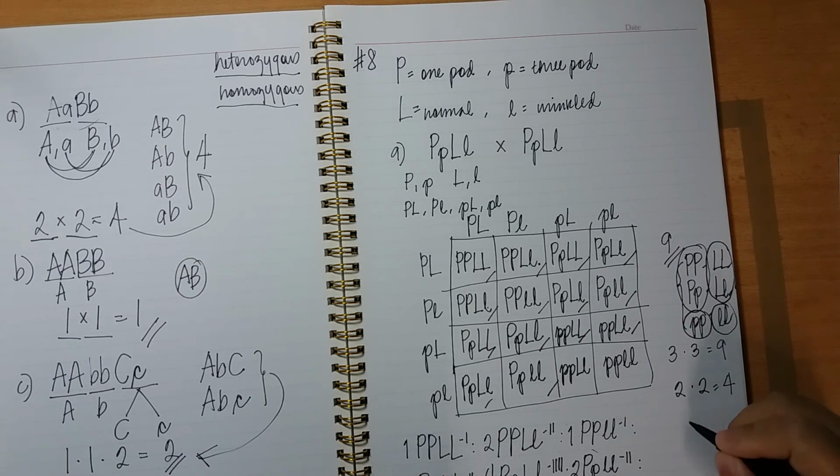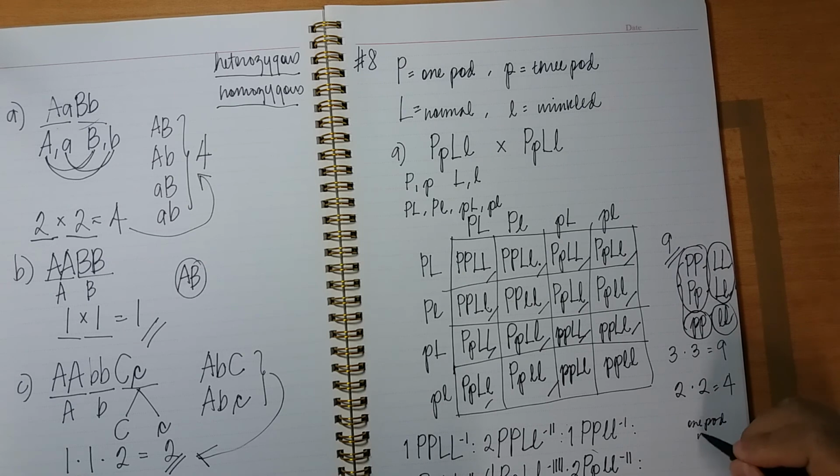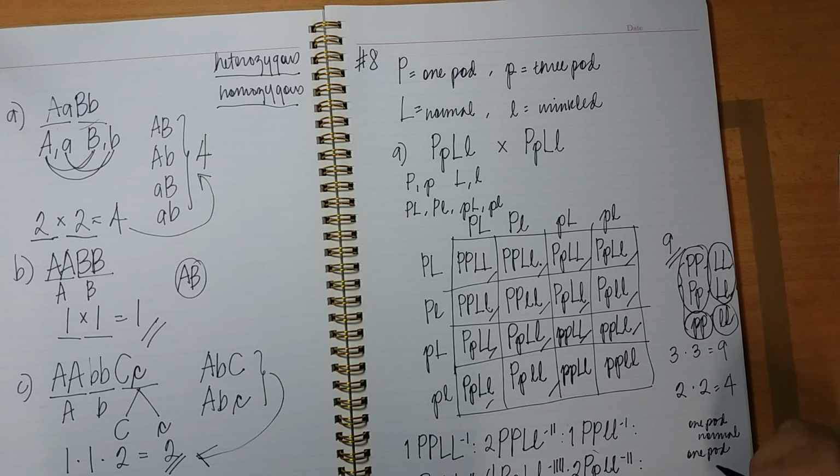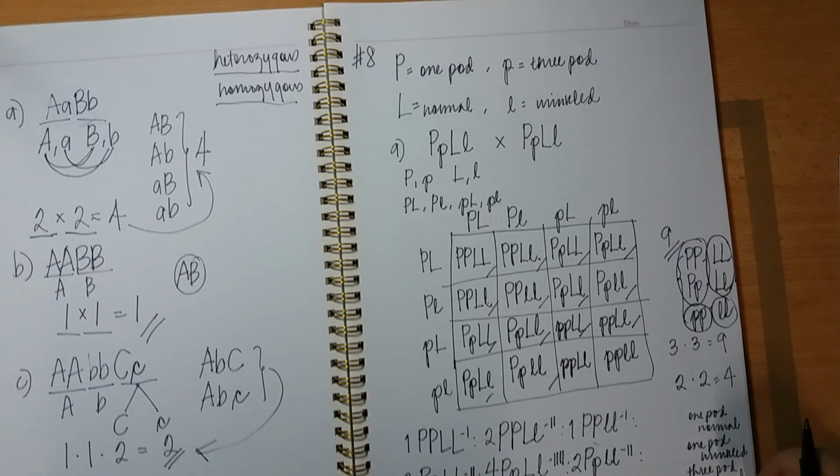May 1 pod, normal, 1 pod, wrinkled, 3 pod, normal, and 3 pod, wrinkled. Nakikita pa ba to?